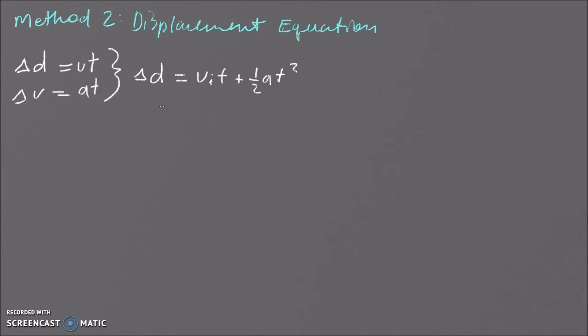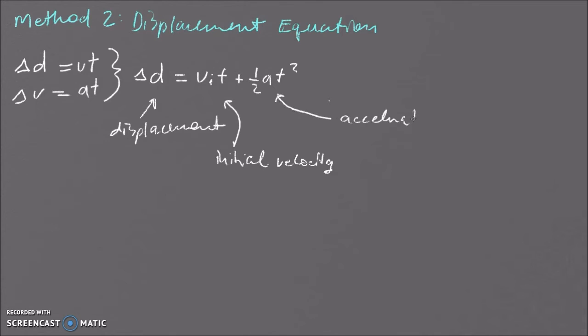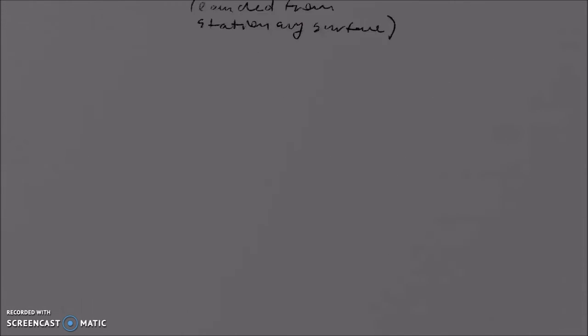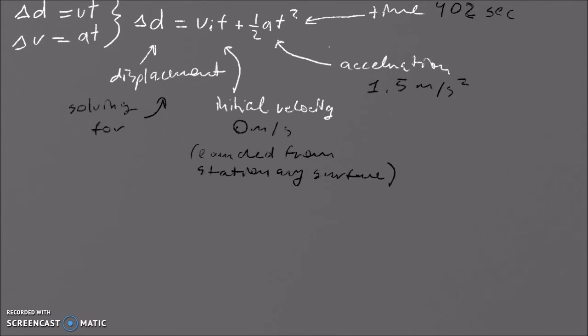We can do it a second time with a displacement equation if we don't want to do integration. We know that the displacement equals the velocity times time, and the velocity is acceleration times time. We can derive this formula from it, where delta d is displacement, and vi times t is the initial velocity times time, which is 0, so it doesn't count in our equation. It started off the ground, and we're given the 402 seconds and the 1.5 meters per second squared for the acceleration. All we have to do is plug in the values that we have.